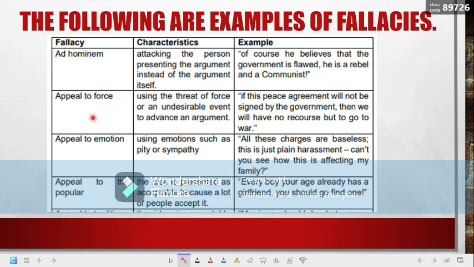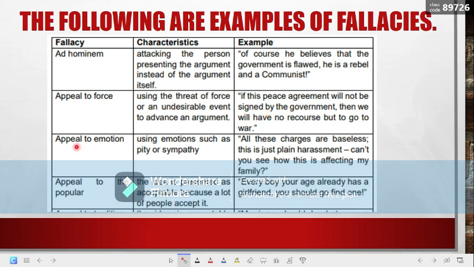Next is appeal to force. It is characterized by using the threat of force or an undesirable event to advance an argument. For example, if this peace agreement will not be signed by the government, then we will have no recourse but to go to war. Okay? So that's appeal to force. It's just self-explanatory. So, using a threat of force.